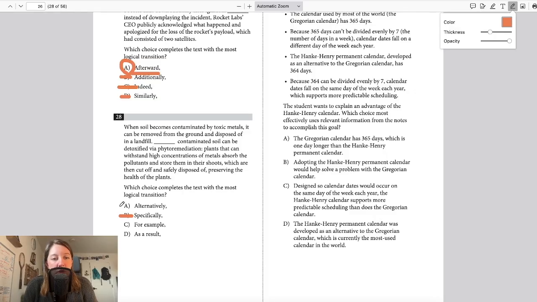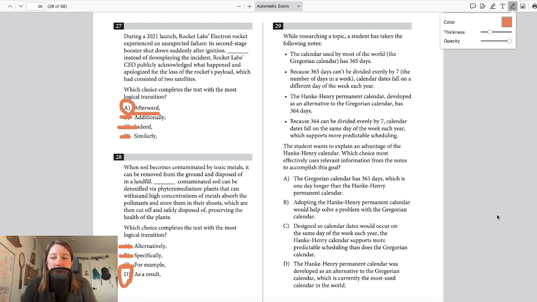So it's also not alternatively, right? Because it's not in opposition to the disposal. It's just something that happens, right? It's also not, for example, because again, these are not directly causally related. So the detoxification is not an example of being disposed of. It's something that happens afterwards. So this is as a result. It can only happen if it's first disposed of in the ground, right?